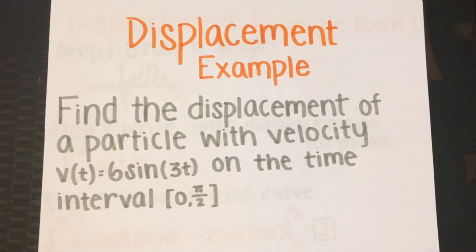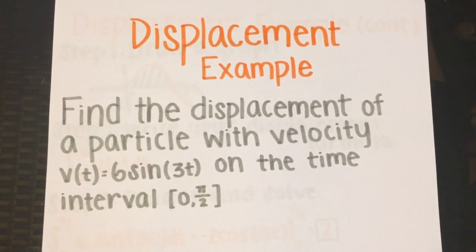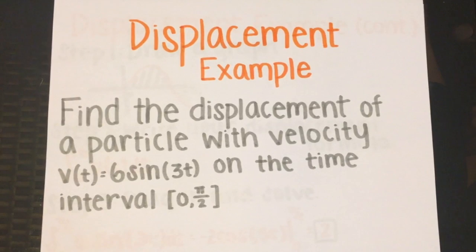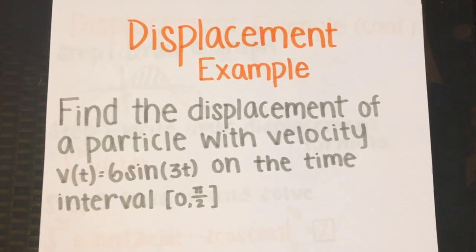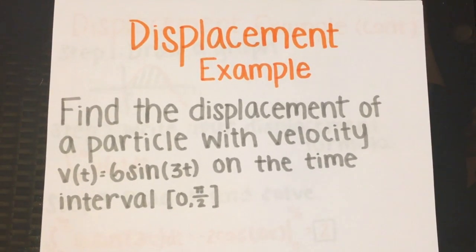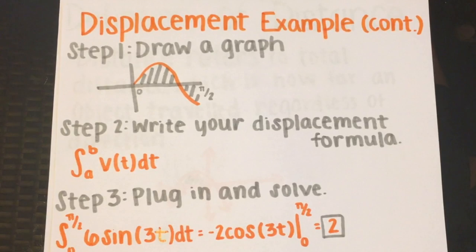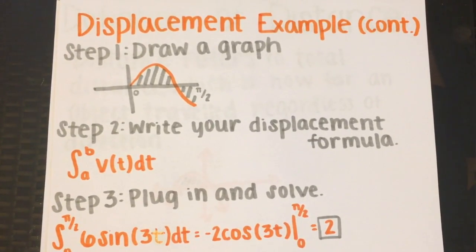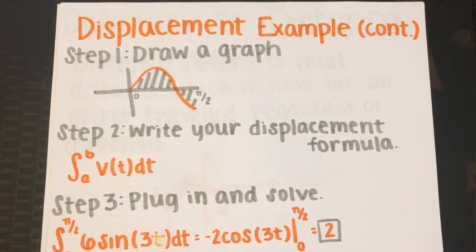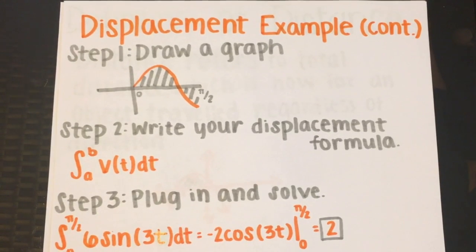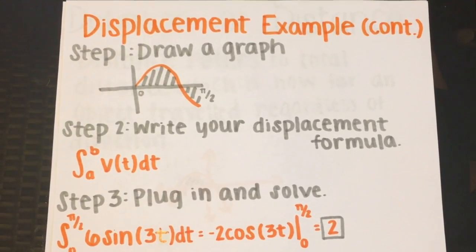Displacement example. Find the displacement of a particle with velocity given by the function 6 sine of 3t on the time interval from 0 to pi over 2. So to solve this problem, the first thing you need to do is draw a graph. So you're going to draw your graph of 6 sine of 3t and then label your bounds 0 and pi over 2, so you can see that you're finding the area under the curve.